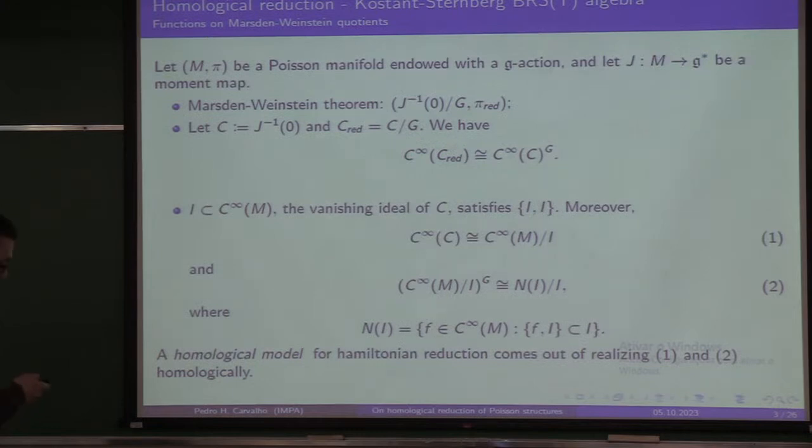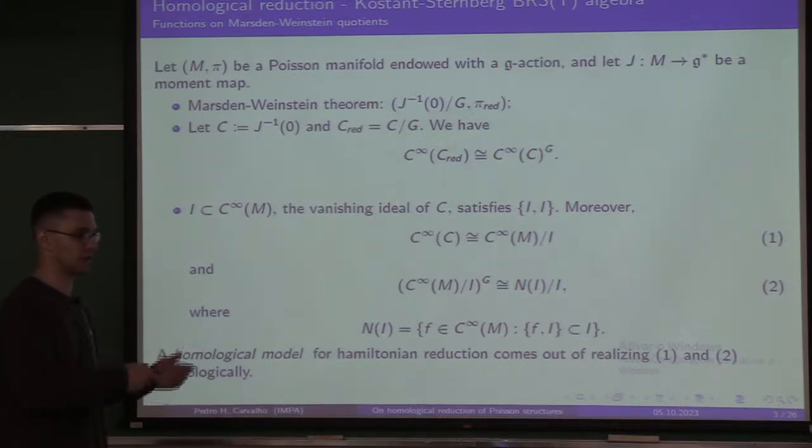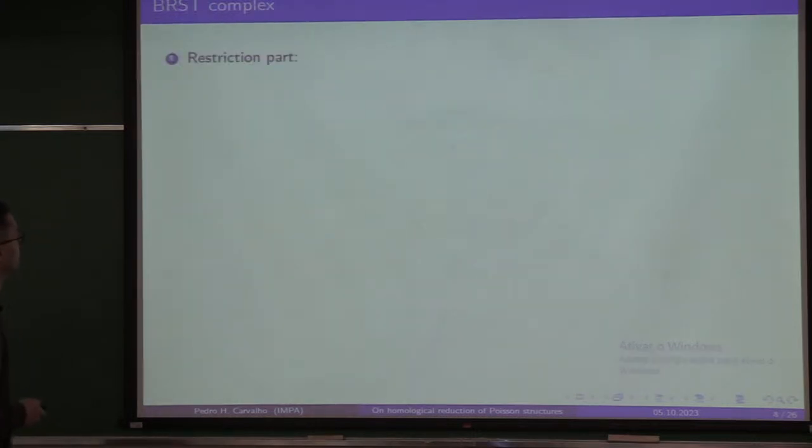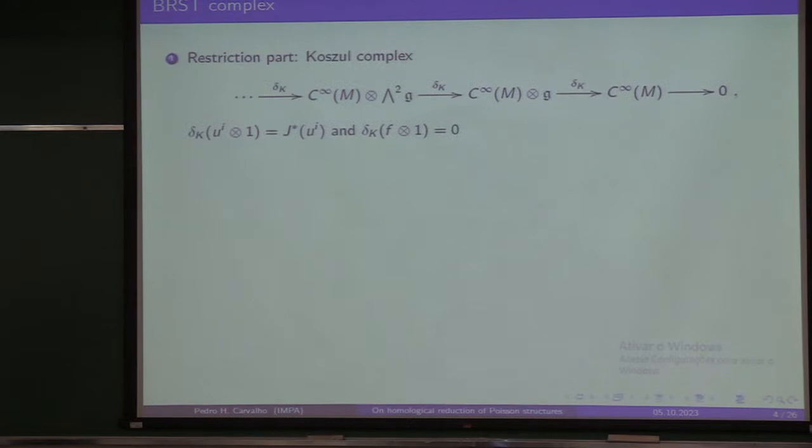Right, so the homological model that I want to describe comes out of realizing this restriction and taking invariants homologically. How can you do that homologically, right? For the restriction part, you consider the so-called Koszul complex.